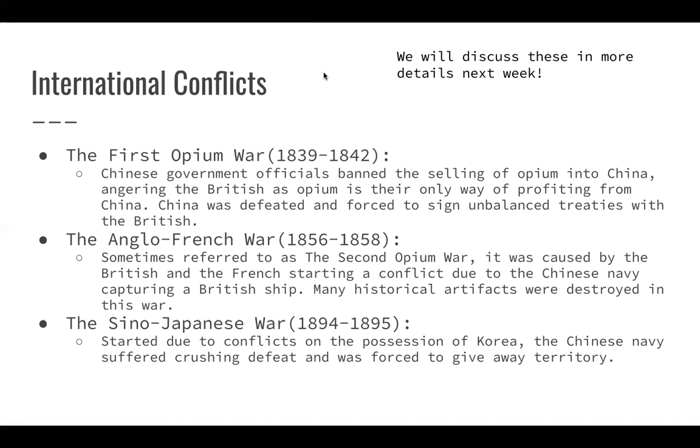And then the third major conflict is the Sino-Japanese War. It started due to conflicts over the possession of Korea, and the Chinese Navy was once again defeated and forced to give away territory and money.